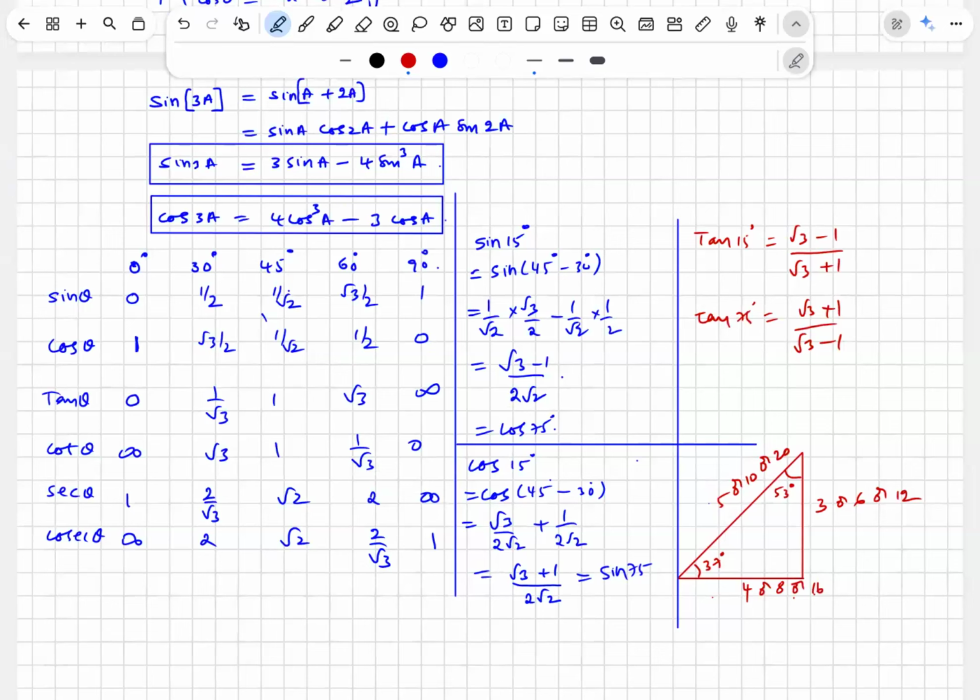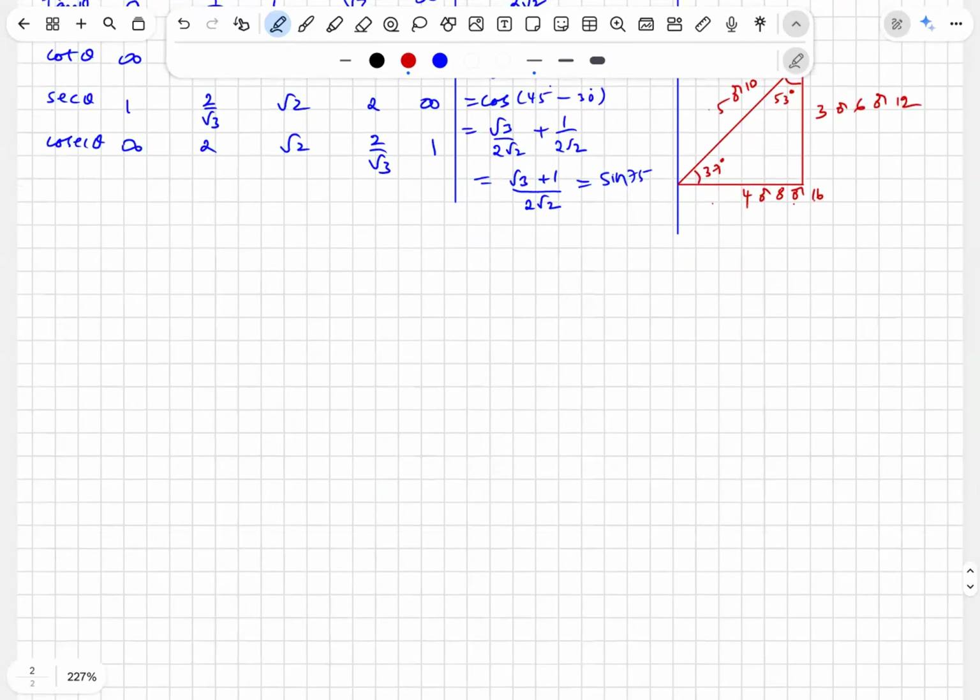So expansions are also required actually. Let us see the graphs first. I'll just give you the basic graphs because I require sine and cos graphs very frequently.